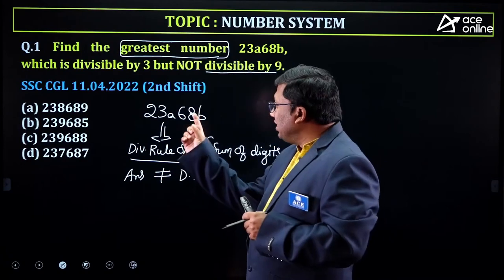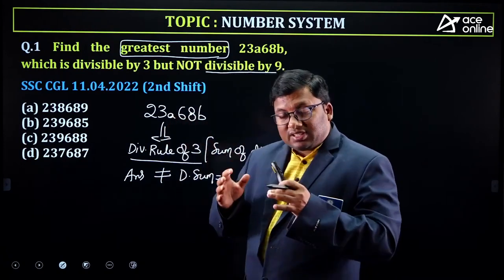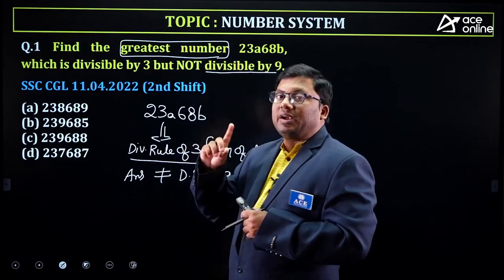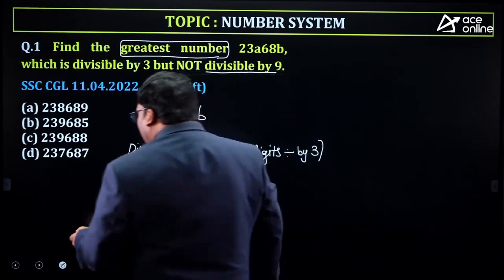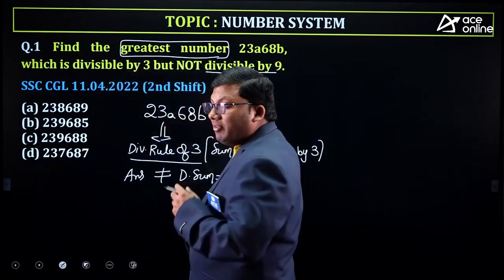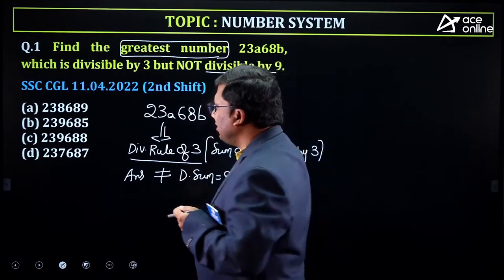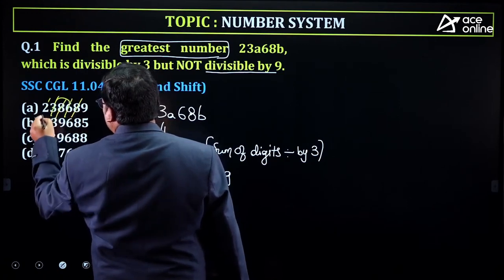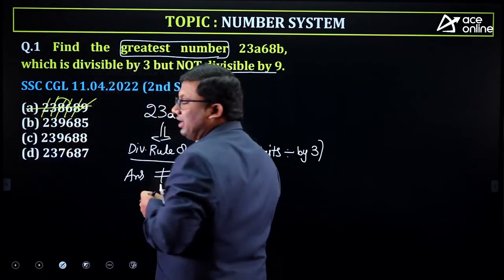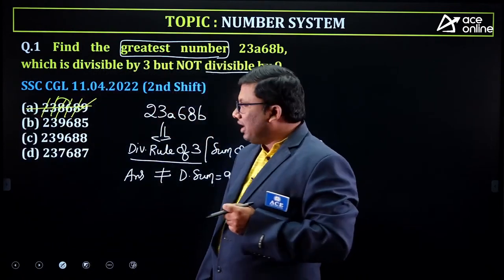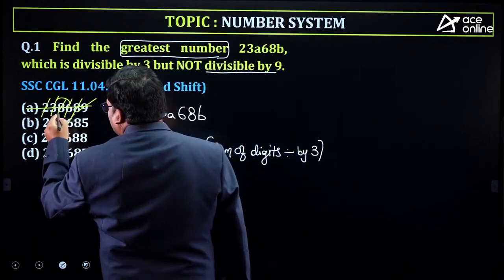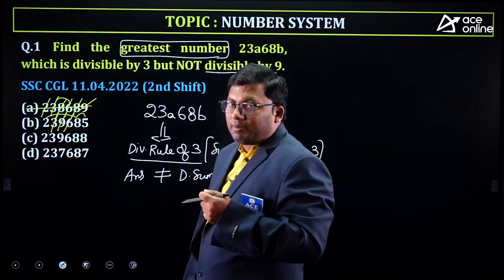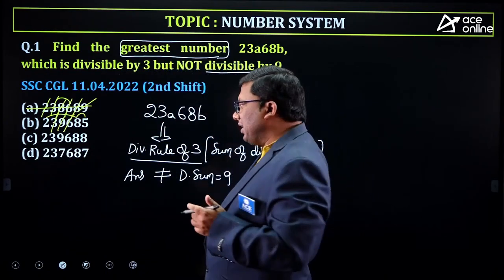After keeping the values given to A and B, the sum of the digits should be divisible by 3, but it should not be divisible by 9. So we will delete the numbers whose digit sum is 9. First option, 6 plus 3, 9, then 8 plus 8, 16 plus 2, 18, delete it. The digital sum is 9, I removed it. Second option, 6 plus 3, 9, here also 9, delete it. 13 plus 2, 15, it is 6. 6 is a multiple of 3, but not a multiple of 9. Keep it as it is.